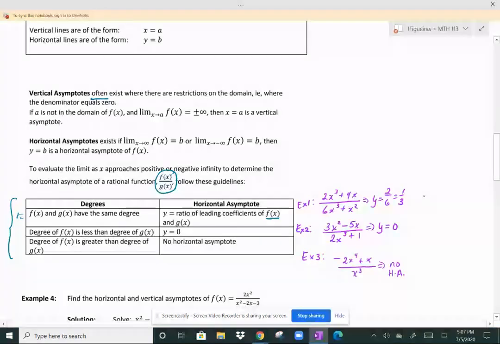So here's an example, example 1. The degrees are the same. It's a third degree polynomial in the numerator, third degree polynomial in the denominator. It doesn't matter how many terms that polynomial has, it matters that their degree is the same. So what this statement says is that I take the ratio of the leading coefficients. The leading coefficient in the numerator would be 2, the number in front of x cubed, and the leading coefficient in the denominator would be 6, the number in front of x cubed. And so the ratio is 2 over 6, which reduces to 1/3. So y equal to 1/3 is a horizontal asymptote of that rational function.